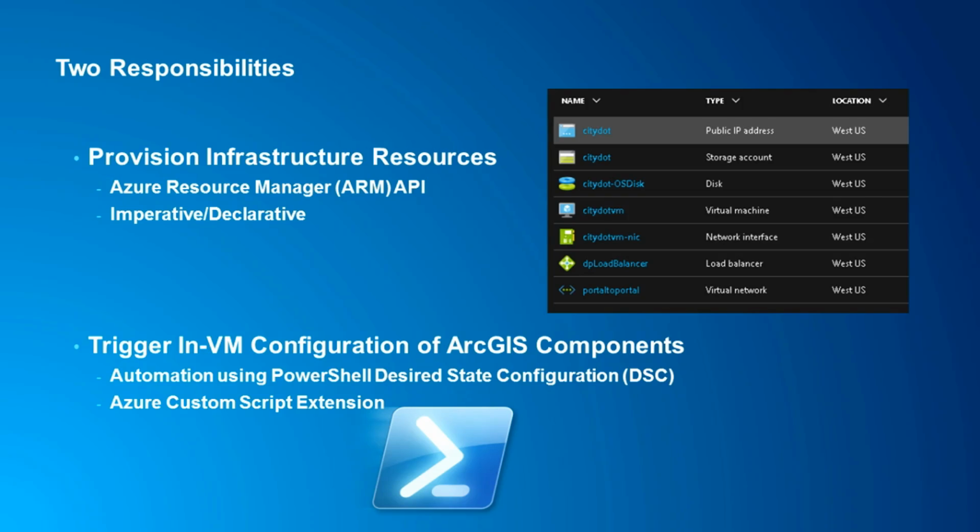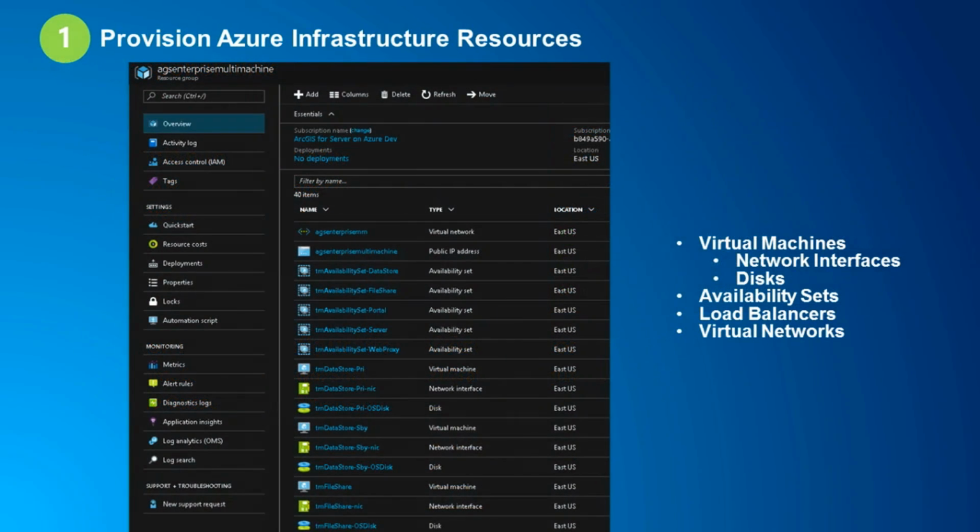It provisions the infrastructure resources using the Azure API, the Azure Resource Manager API specifically. It uses a combination of declarative code and imperative code and declarative template logic to actually provision these resources. And then the second part is it'll actually trigger an in-VM configuration of the ArcGIS components. It does this using PowerShell desired state configuration, which is sort of Microsoft's pattern for automation. It uses the Azure custom script extension to actually trigger this execution.